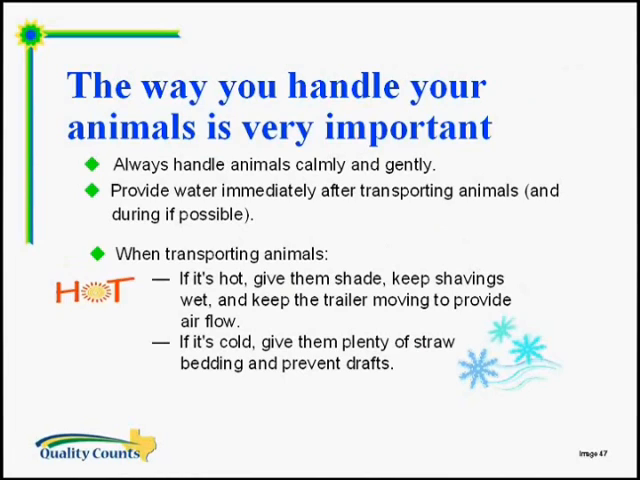The way you handle your animals is very important. Always handle animals calmly and gently. You want to provide water immediately after transporting animals, and during if possible. Many animals, whenever they travel from one location to another, and this is common during prospect shows, tend to lose a lot of weight when they travel. So we want to make sure that as soon as they get off the truck or the trailer, you give them enough water for the weight that they've lost.